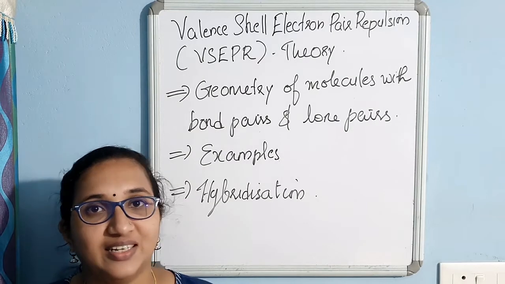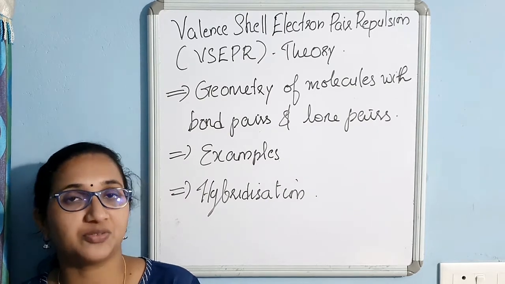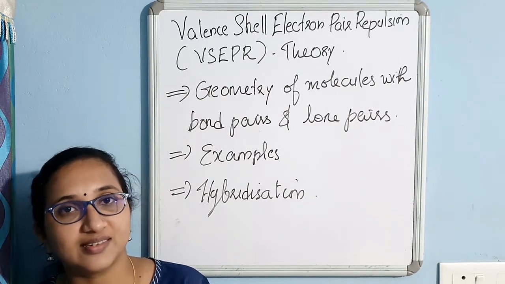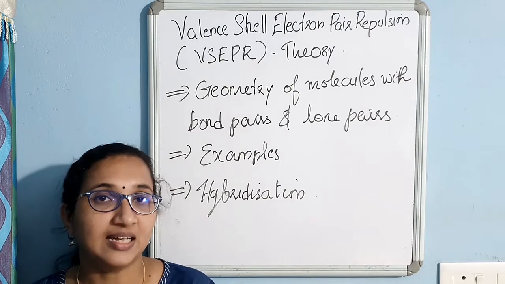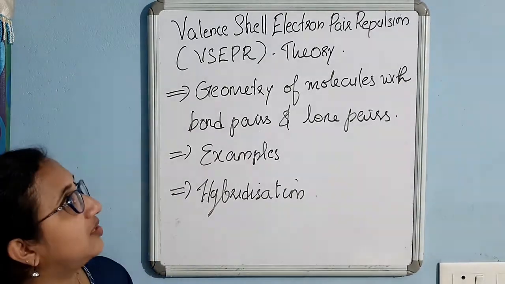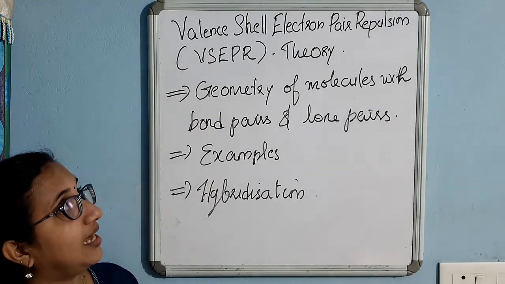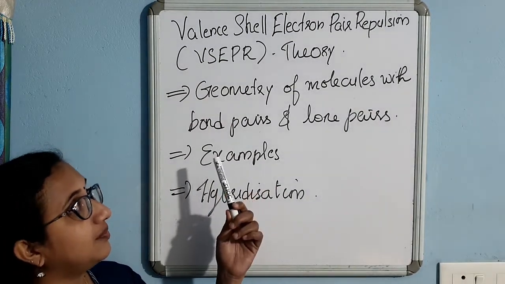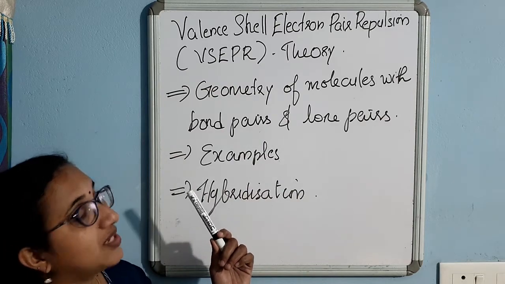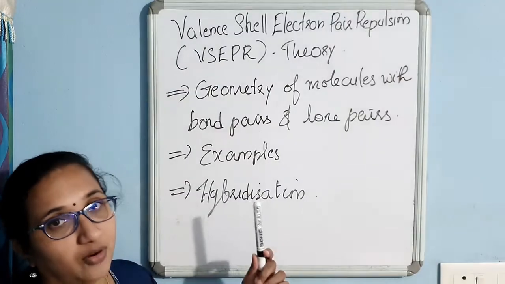Hi everyone, welcome back to another video on hybridization. This is in continuation of the previous video where we discussed different types of hybridization, definition and examples. In this video we are going to discuss VSEPR theory, that is valence shell electron pair repulsion theory, and we can also see the geometry of molecules containing bond pairs and lone pairs.